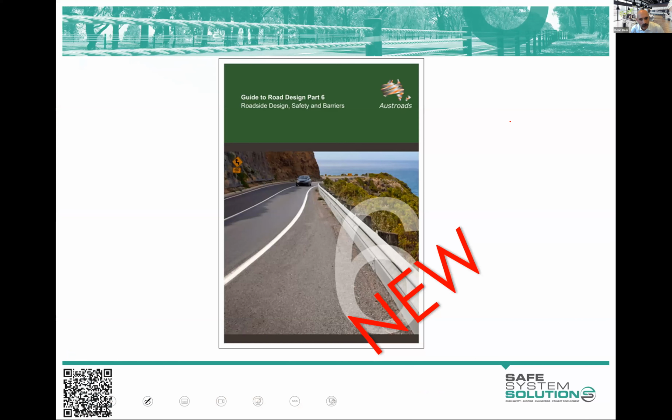The new Austroads Guide to Road Design Part 6, which is roadside design, safety and barriers, has progressed us along a significant way with the way we think about roadsides and medians and how to reduce risk. And if you are somebody who still uses clear zones and calculates clear zones, you want to stop doing that, because that's not part of what is done anymore. Part 6 does not talk about clear zones.